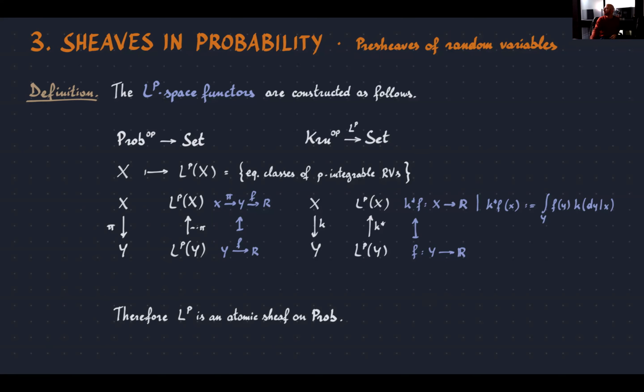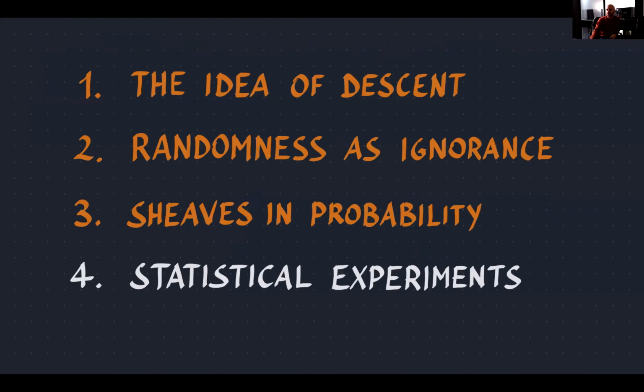Okay. Then in the little time I have left, let me briefly show another, a new sheaf that is not the one of random variables. So what else do we have for sheaves? It has to do with statistical experiments.